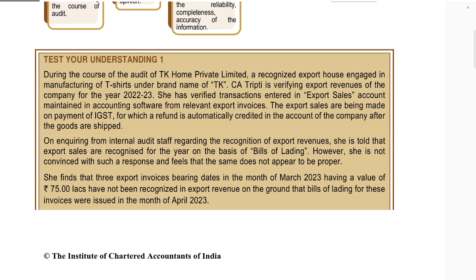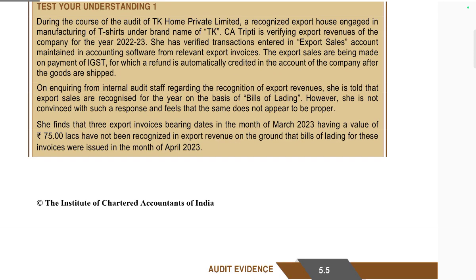During the course of the audit of TK Home Private Limited, a recognized export house engaged in the manufacture of T-shirts under the brand TKC, Tripti is verifying the export revenue of the company. She has verified the export sales transactions in the account maintained against the relevant export invoices. The export sales are subject to payment of IGST, which is refunded and is automatically recorded in the accounts of the company after submission. On inquiring of the internal audit staff regarding the export revenue, she was told that export sales are recognized for the year on the basis of the bill of lading.